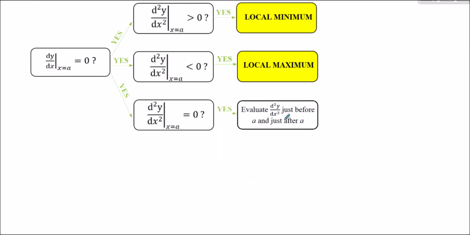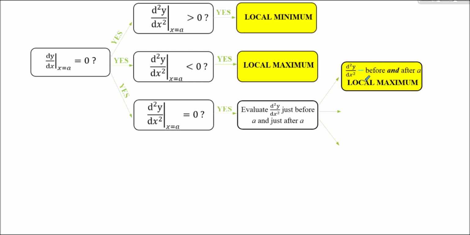What we do now is we work out the second derivative and then evaluate that just before a and just after a. Typically I'd say just 1 decimal point, 0.1 before and 0.1 after. And when we do that, we then check the sign of the second derivative either side of a. So, 3 different options. If the second derivative is negative before and after a, we'll have a local maximum. Again, if it's negative, it's going downhill, but that gives a maximum.